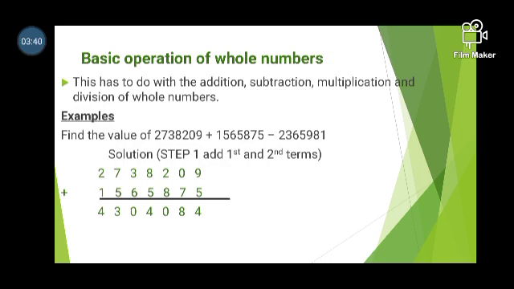1 plus 3 is 4. 4 plus 6 is 10. Put down 0, carry 1. 7 plus 5 is 12. 12 plus 1, 13. So 1 plus 2 plus 1 is 4. So our answer is simply 4,304,084.